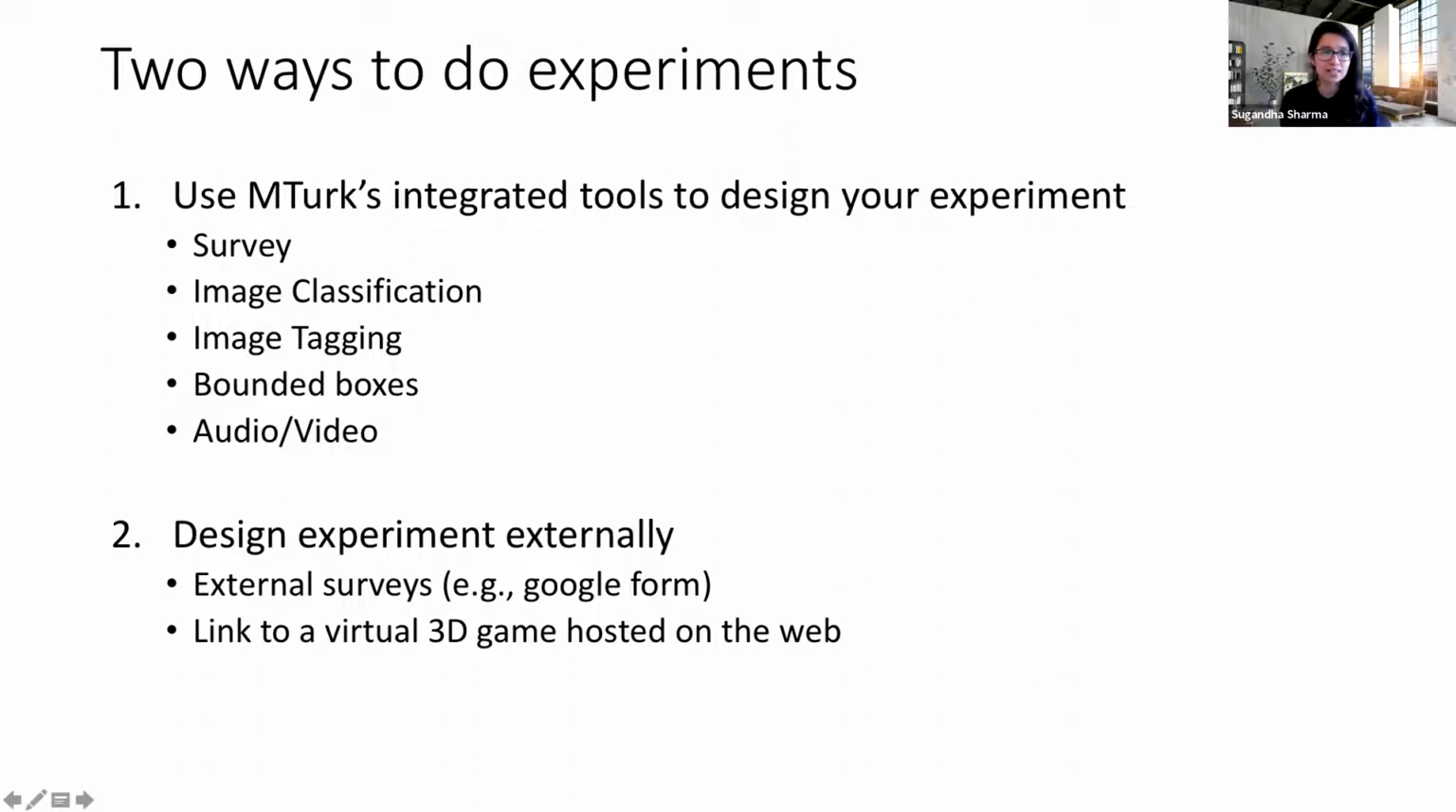So basically, the difference between these two options is that in the first option, you design your experiment on MTurk, and you also use MTurk to collect data. In the second option, you design your experiment externally, but you still use MTurk to collect data. So those are the two designs that we will go through today, and we'll go through examples of each of them.